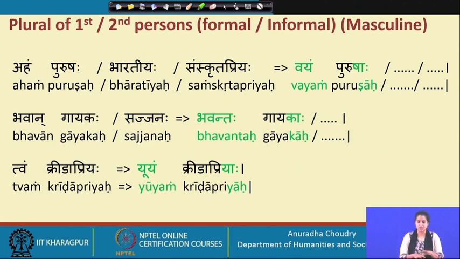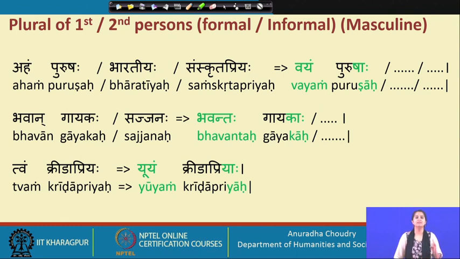But what I will give you is at least the basic ones, with the masculine words ending with a, and we focus on the second part. So Bhavantaha Gayakaha. Excellent. Now do it with Bhavan Sajjanaha, meaning a good person, which will become Bhavantaha Sajjanaha. Excellent. Now let's look at the next word, which is the informal you.